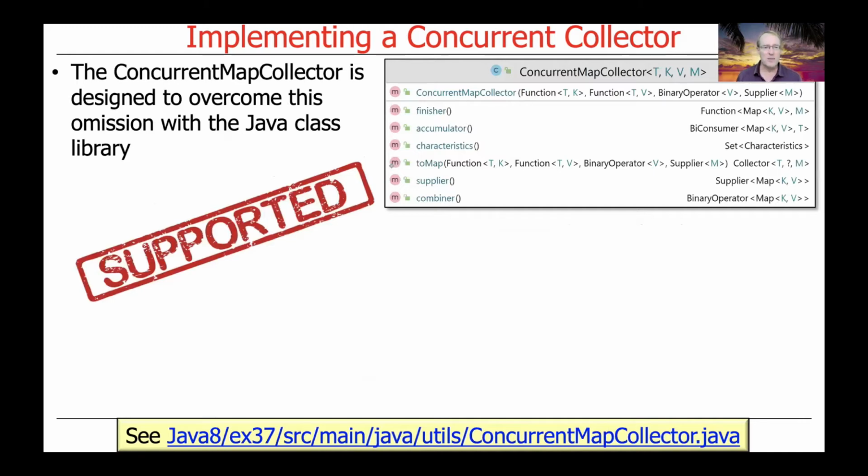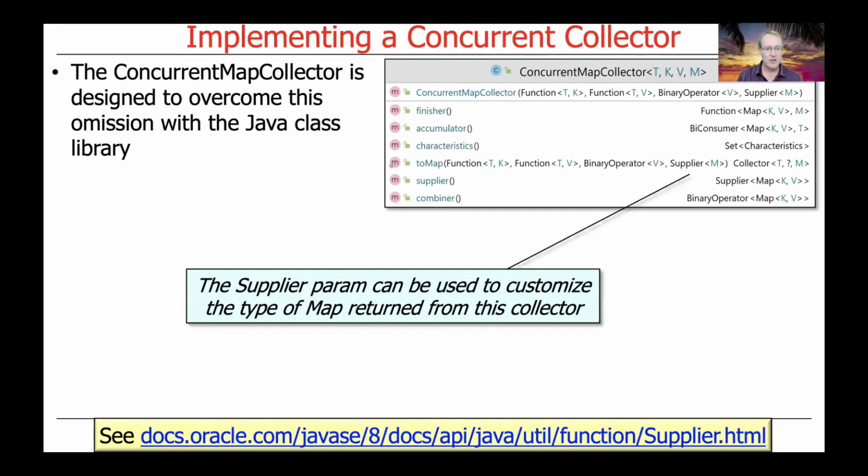So to overcome this limitation, I created something I call ConcurrentMapCollector, which implements the Collector interface, and it's designed to overcome this omission in the Java class library. So it supports the ability to make different kinds of maps that could very well be ordered if you so choose. And the way that this is done is through something called a supplier parameter that's passed to the toMap factory method, which we'll talk about here in a minute.